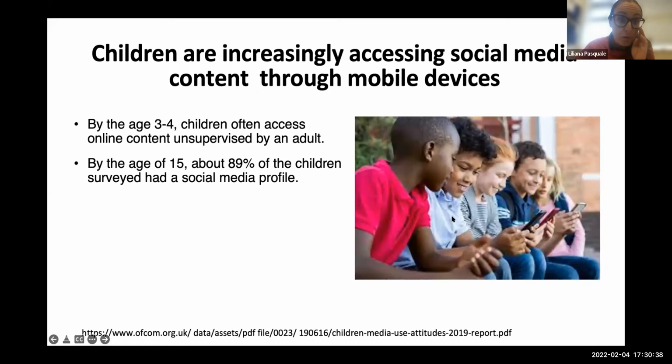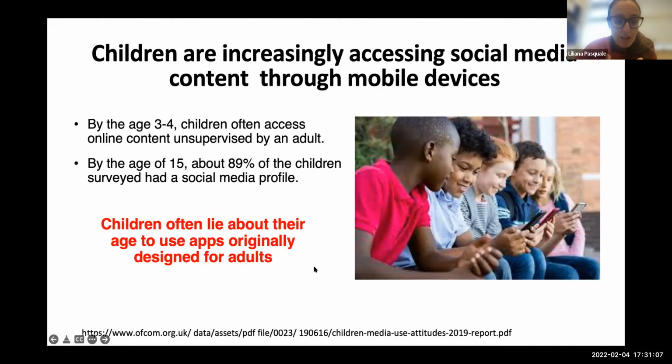Children are more and more using mobile devices to access social media content. Statistics, you can see links below, demonstrated that by the age of 3 or 4, children often access online content unsupervised by an adult. And by the age of 15, about 89% of the children surveyed had a social media profile. That could be dangerous because children sometimes lie about their age to use apps that were originally designed for adults. This can expose them to threats such as online grooming and cyberbullying, or to content that they are not supposed to view.